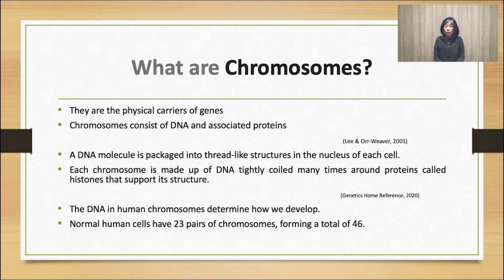Chromosomes are the physical carriers of genes, and chromosomes consist of DNA and associated proteins. The DNA in human chromosomes determines how we develop. Normal human cells have 23 pairs of chromosomes, forming a total of 46.